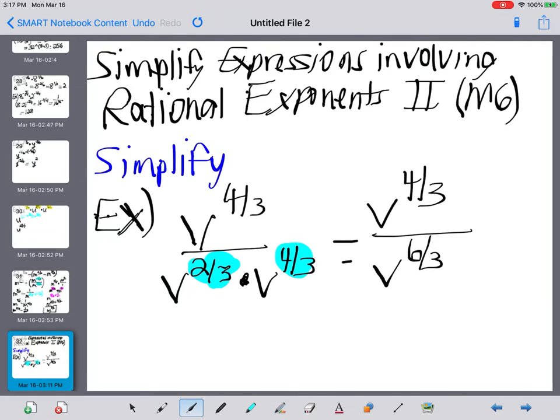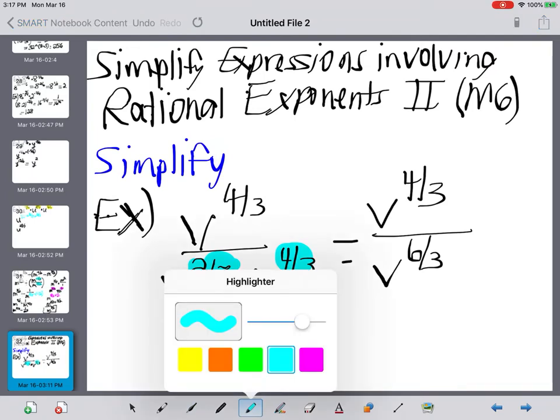So my biggest one, I'm going to highlight my biggest one. My heavens, what is up with this?